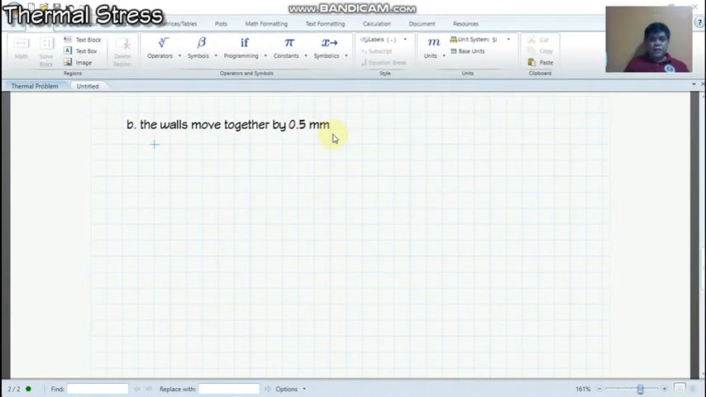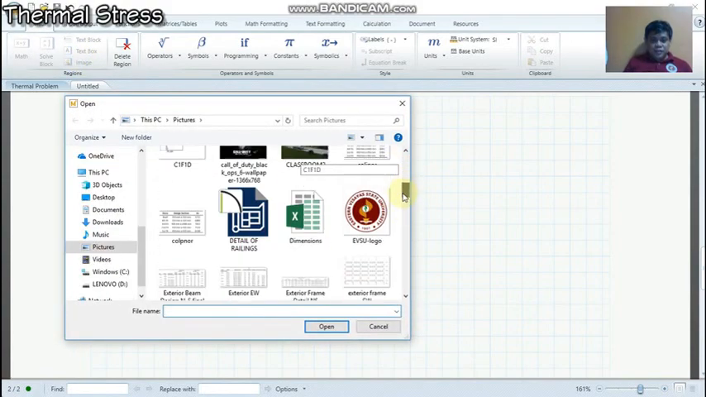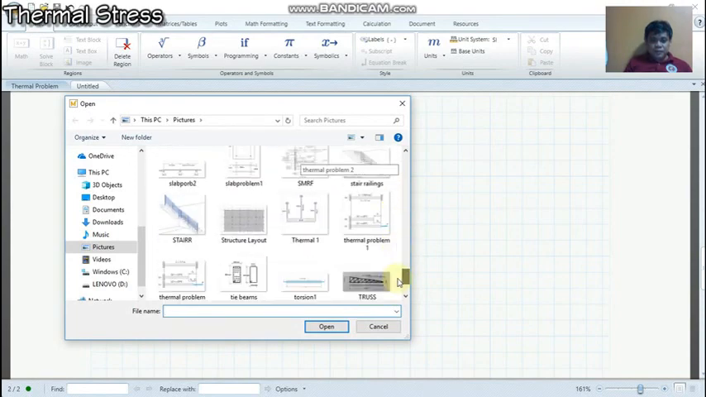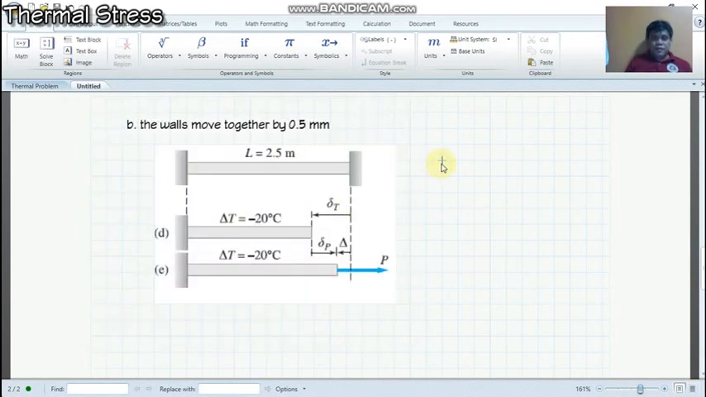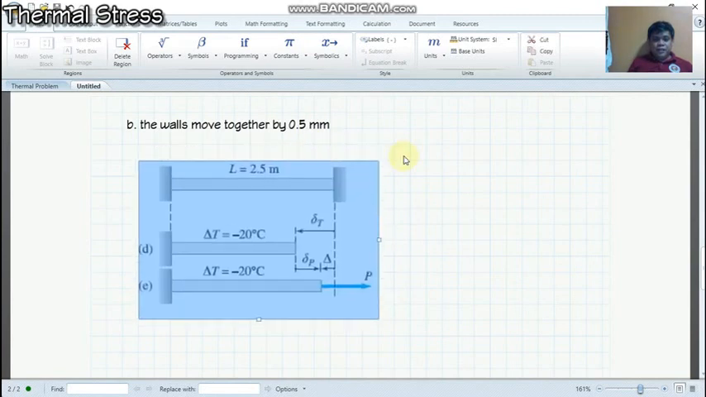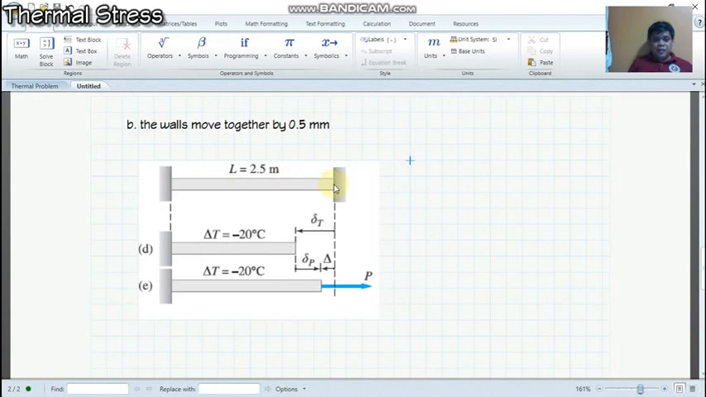So we're now on the second situation wherein the walls move together by an amount of 0.5 millimeters. So to have a better understanding of the problem, we will insert this prepared sketch. Okay. So initially, the bar is fastened to the walls.